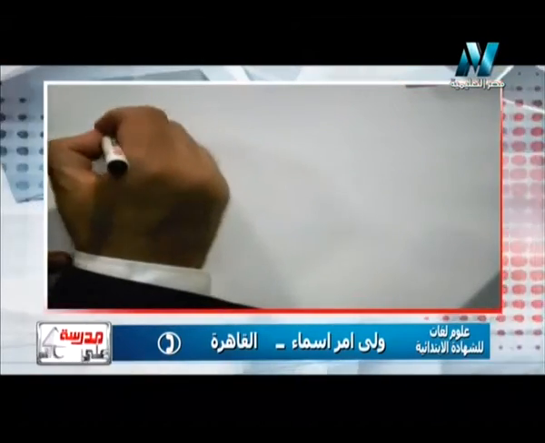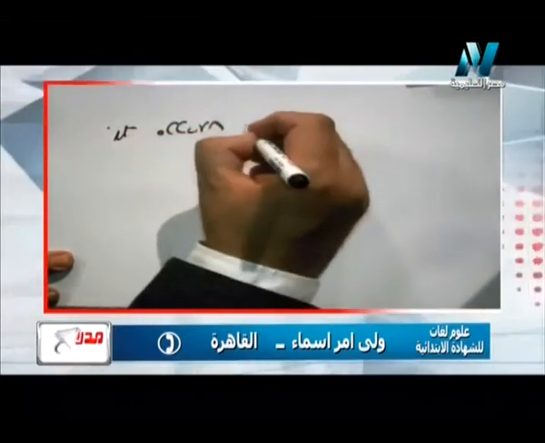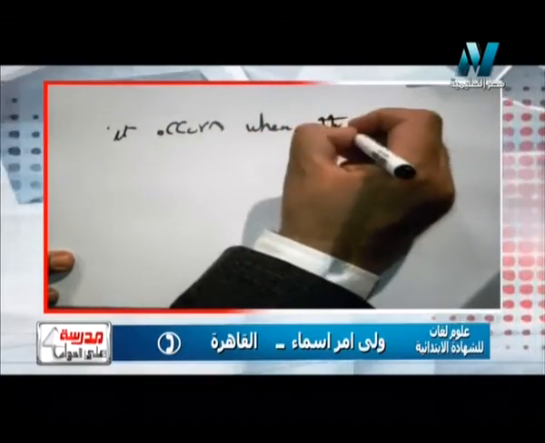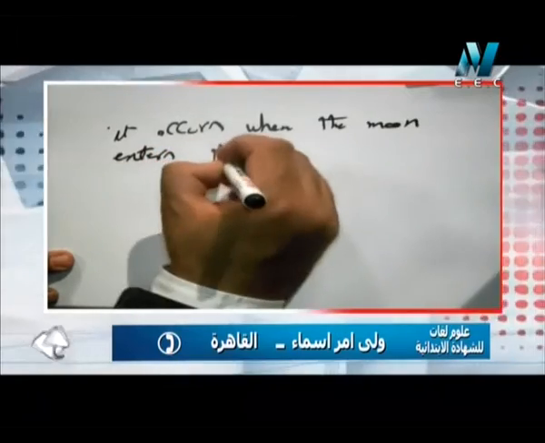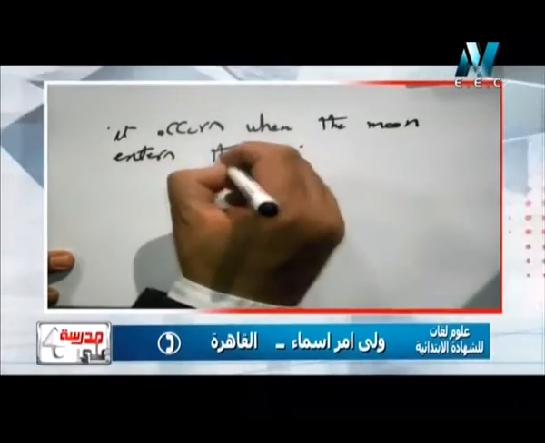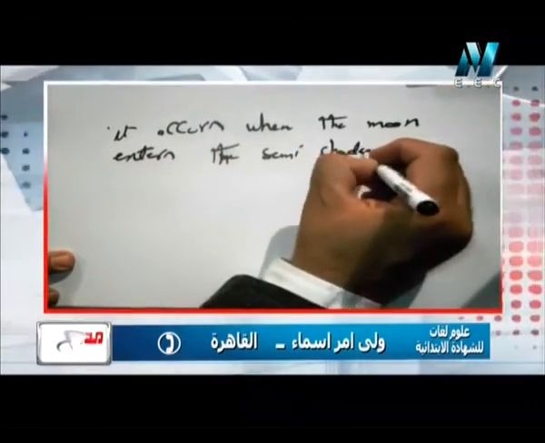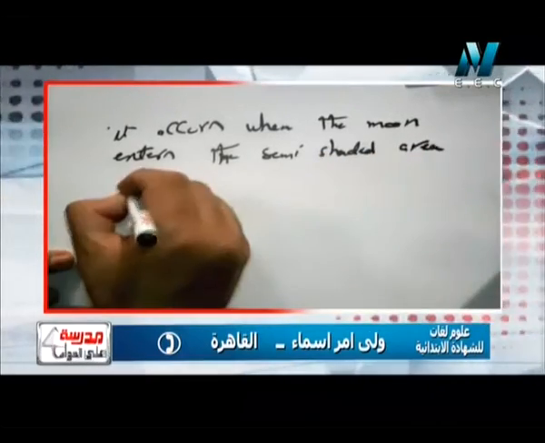It occurs when the moon enters the semi-shadow area of the earth. The semi-shaded area of the earth.